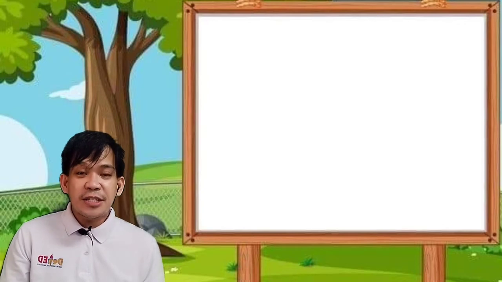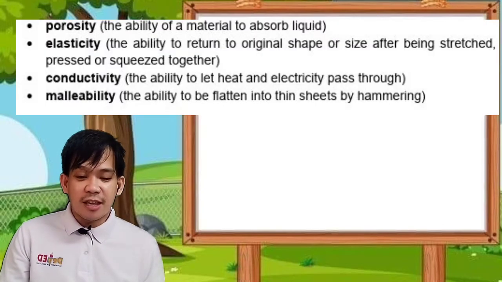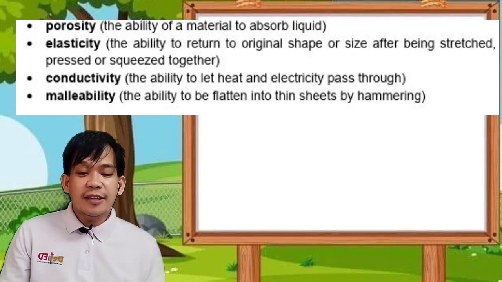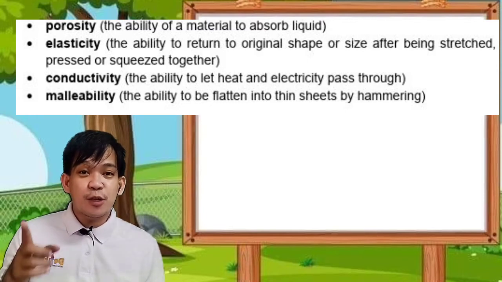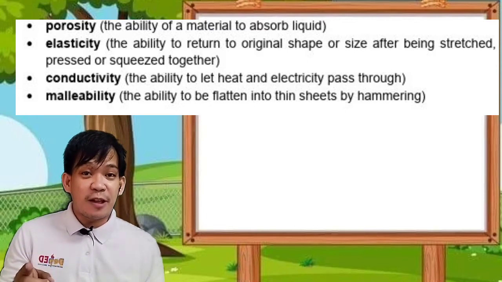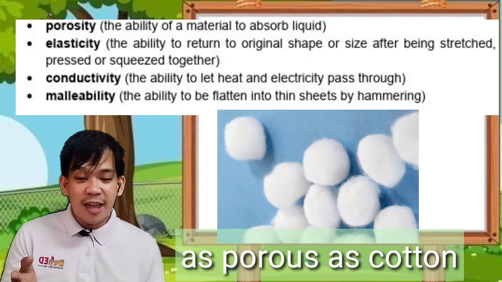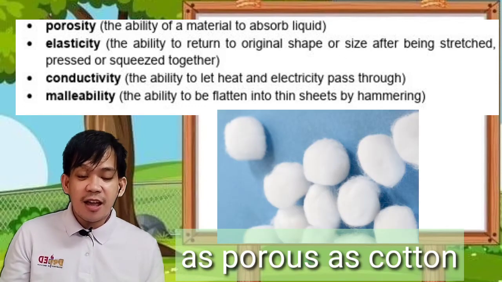Next, physical characteristic or property, porosity. It means to say, the ability of a material to absorb liquid. So, when you were in grade 4, that was your first topic in grade 4 science. So, again, today, when you say porosity, as a review, the ability of a material to absorb liquid.